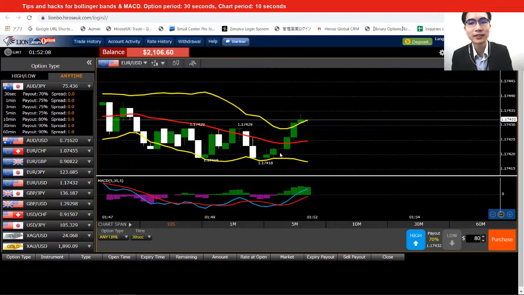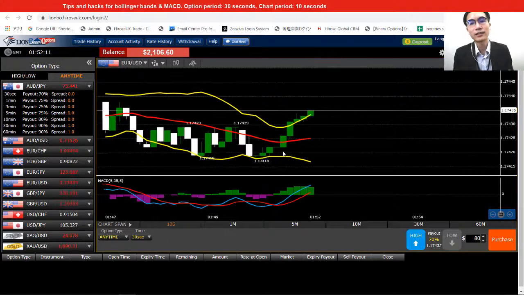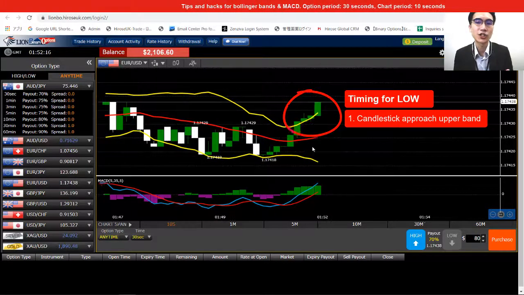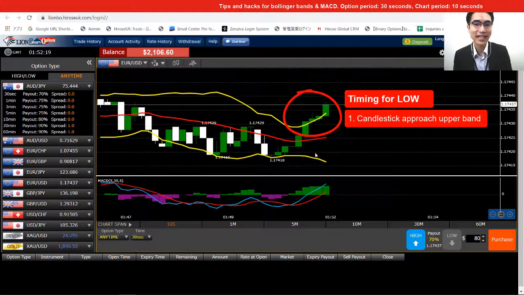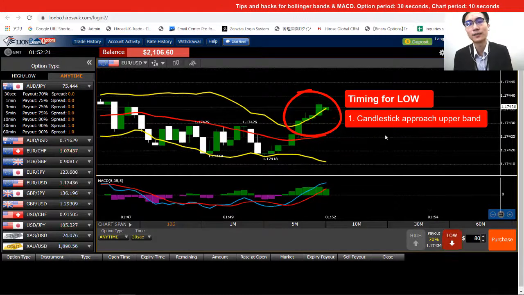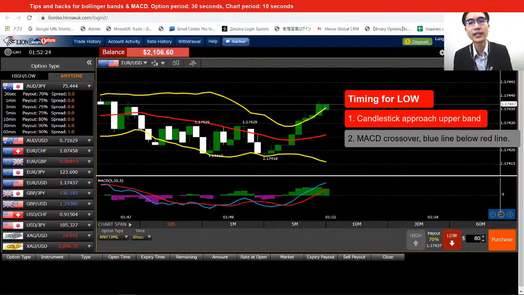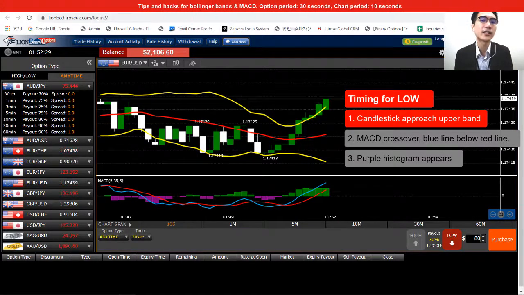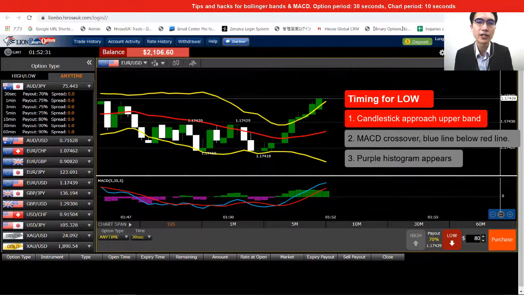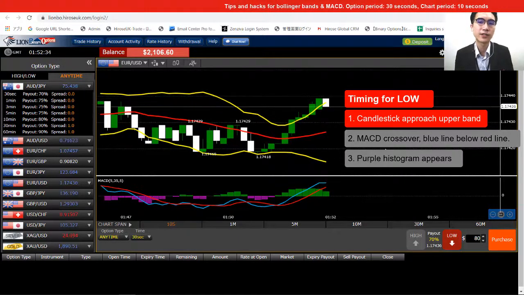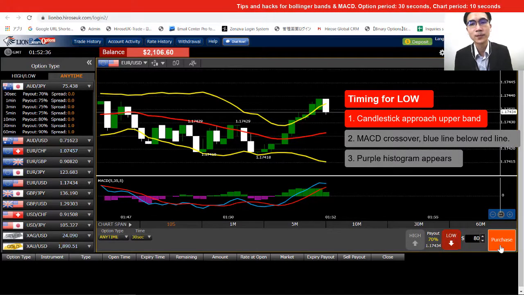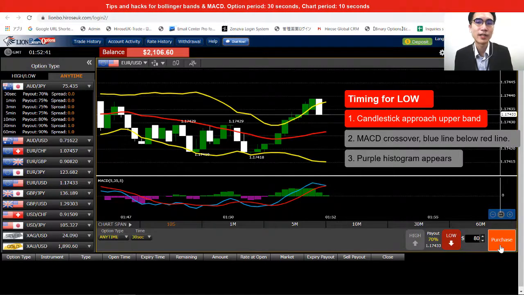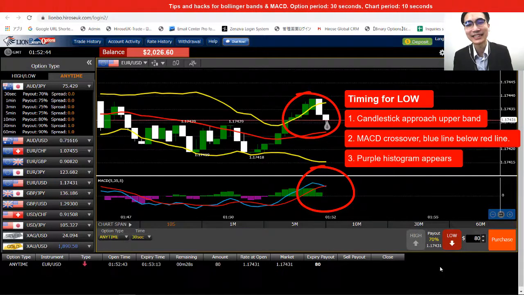So now let's browse a bit. I got one here, so you see the candlestick has touched the upper band. And then all I'm waiting for is for the MACD to cross over and give me a purple histogram to open a position. Again, the strategy is a range market trading strategy. So for you to use this strategy, first you will need to make sure that the market is in a range market. Later on I will explain to you how to confirm a range market. But for now, let me place a trade first.